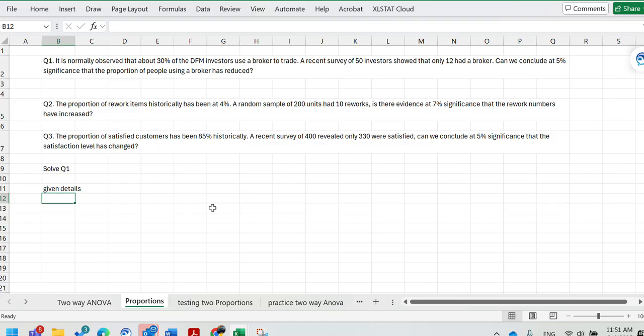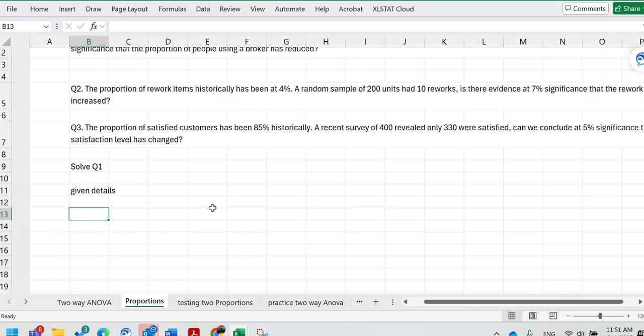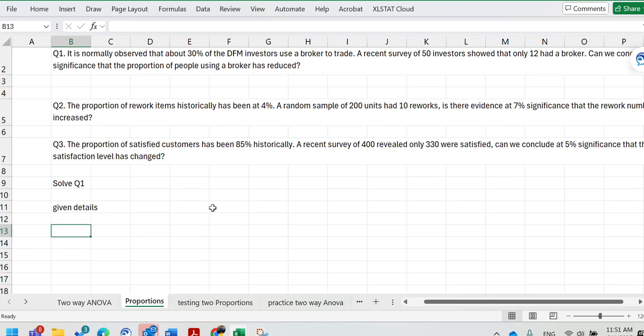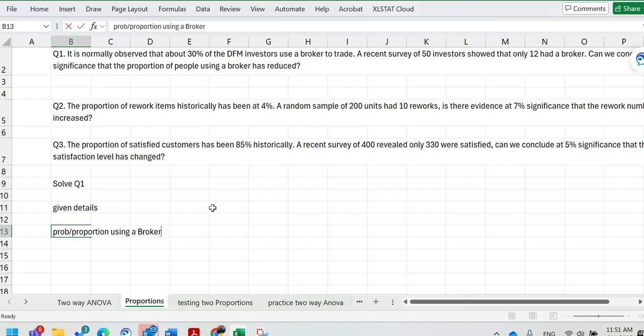Okay, what are the given details? Because we need to know the proportion that is listed. The first detail is it says 30% use, right? So probability or proportion. It's called probability or proportion using a broker, right? Probability or proportion that uses a broker. How many are there? 30%, which is same as 0.3.